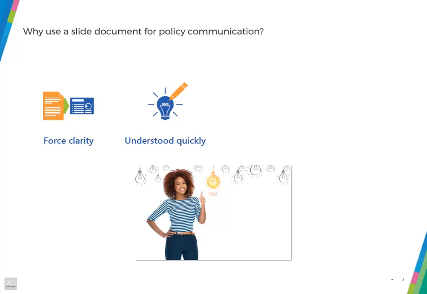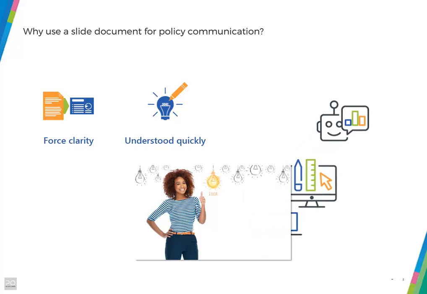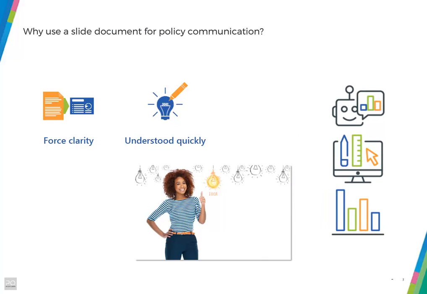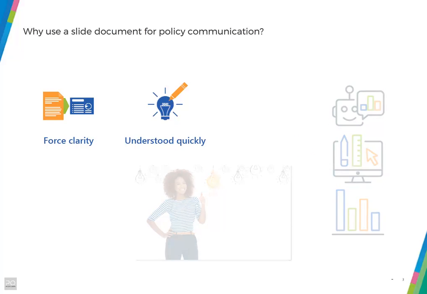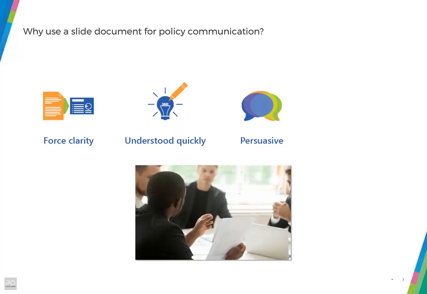If you have one idea per page and a clear narrative structure, it's much easier for the reader to grasp the point you're trying to make. Visual elements like icons, graphics, or charts can also help you get your information across quickly and clearly. Thirdly, it's more persuasive. The combination of the first two factors makes your case more persuasive.